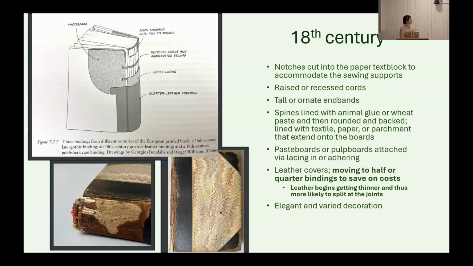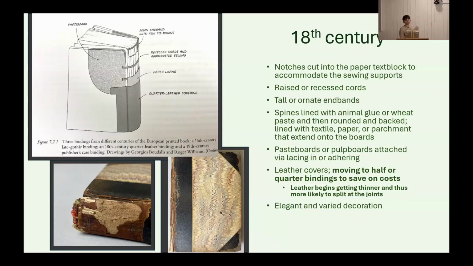Spines are being lined with glue and then paper linings, predominantly paper linings, and then those would have an extension onto the boards to help secure the board to the text block still. They are moving away from full leather coverings. Again, this is the economy saving step.